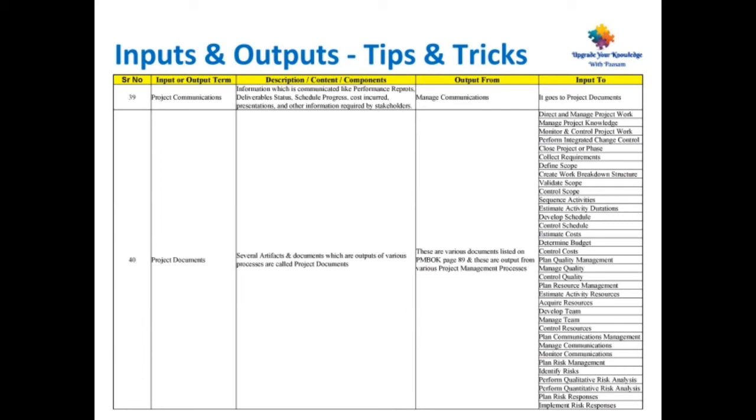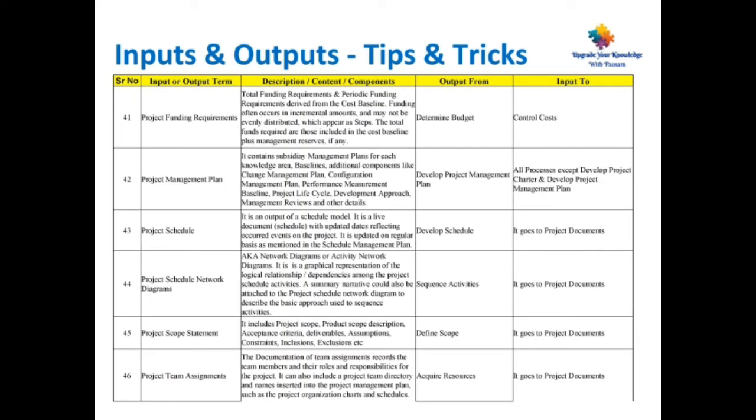Coming to the important input and output term, point number 40, project documents. Several artifacts and documents which are outputs of various processes are called project documents. These are various documents listed on PMBOK page 89, and these are output from various project management processes. This goes as input to various processes. Please kindly pause the video and go through the processes which are going as input, like direct and manage project work, close project or phase, collect requirements, define scope, validate scope, control scope, etc.